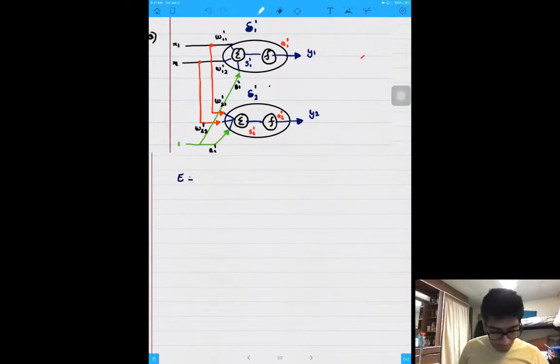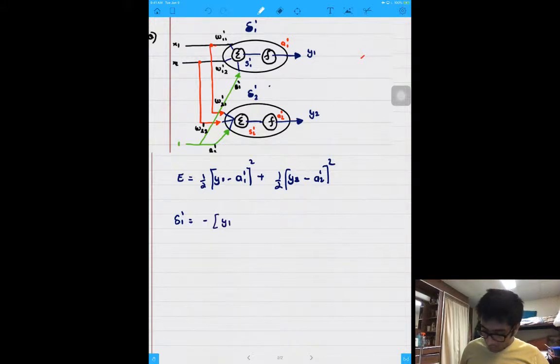So what was error? E equals half y1 minus a1 of 1 the whole square plus half y2 minus a2 of 1 whole square. Now we need to compute the delta, so I want to say delta 1 of 1. I just showed it to you. What was delta? Basically the derivative of error into the derivative of the activation function. So this is my delta basically.